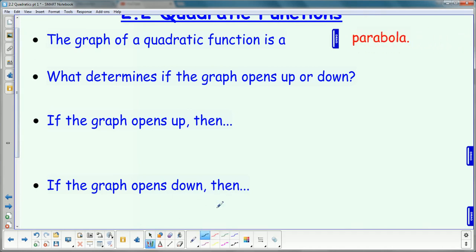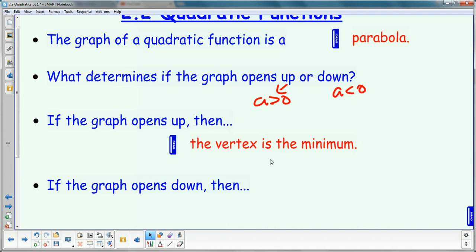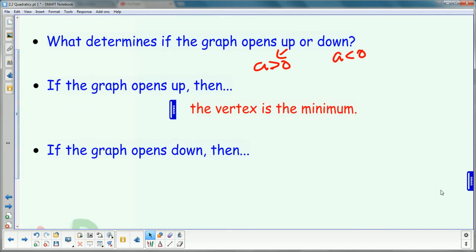When we talk about if the graph opens up or down, we know it's going to open up when a is greater than 0, or down when a is less than 0. So we're going to have a value of a, and that's going to tell us if it opens up or down. If it opens up, then our vertex is our minimum, and likewise if it opens down, then our vertex is our maximum.